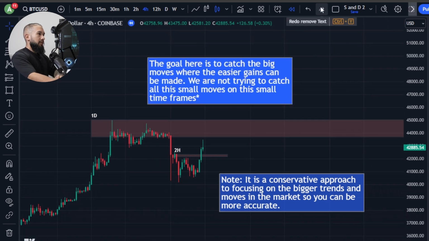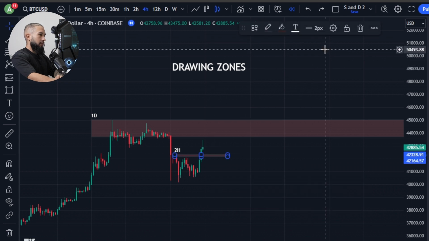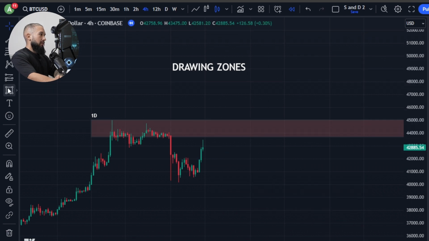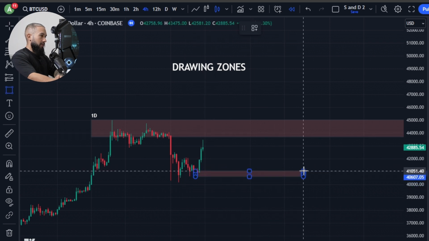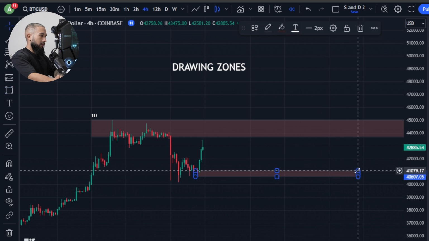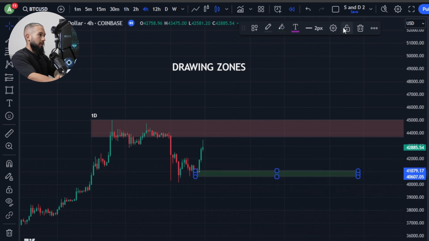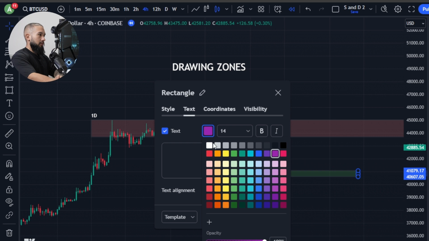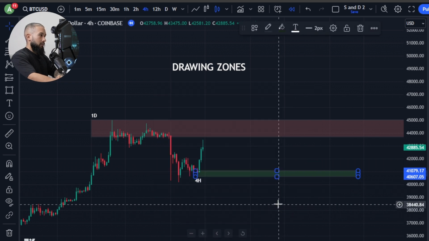Alright, so we see for this demand zone that it does take out the 2-hour supply zone, so I'm going to delete that. And now since we have our confirmations, I'm going to label and draw out our demand zone using the conservative method. And this is a demand zone. And also I'm going to label it as the 4-hour because that's the time frame it was created under. All right, we have that.